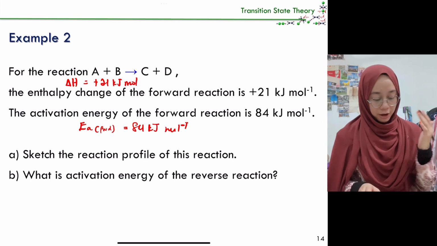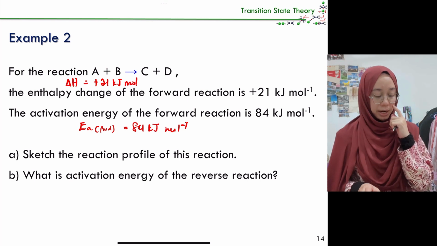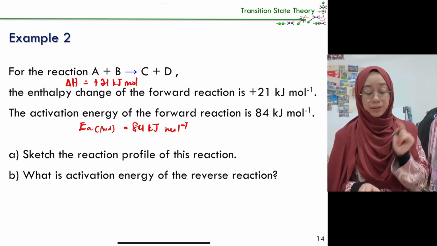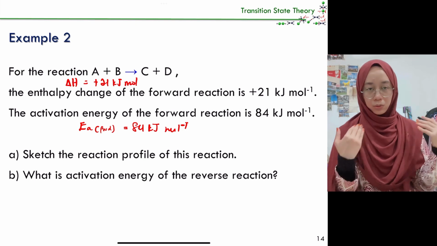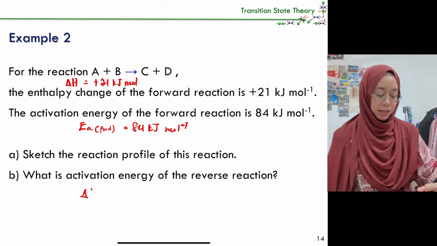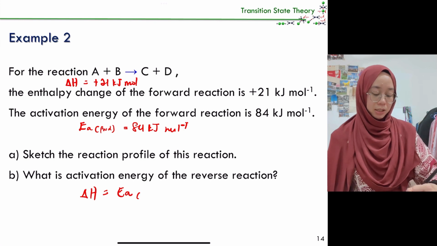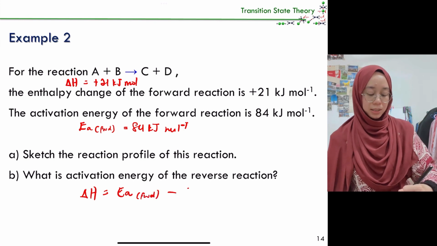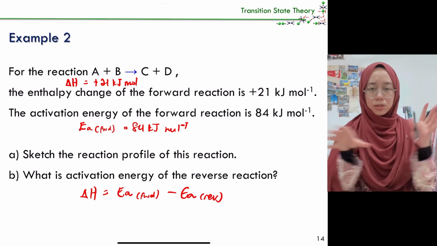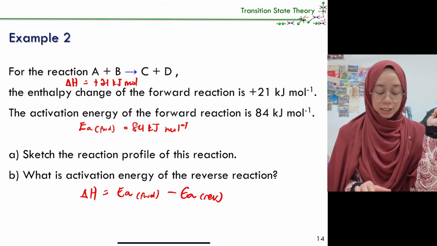Okay, so you have to sketch the reaction profile of this reaction, and then you have to determine the activation energy of the reverse reaction pula. So without lukis pun sebenarnya kamu boleh tahu dah macam mana nak cari. So basically tadi kita dah tahu dah delta H equals to activation energy of forward minus activation energy of reverse. So kita nak cari yang reverse reaction tu, so just rearrange balik. So first kita sketch dahululah the reaction profile of this reaction here.